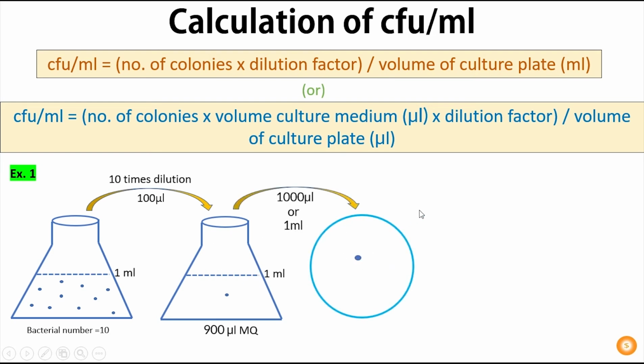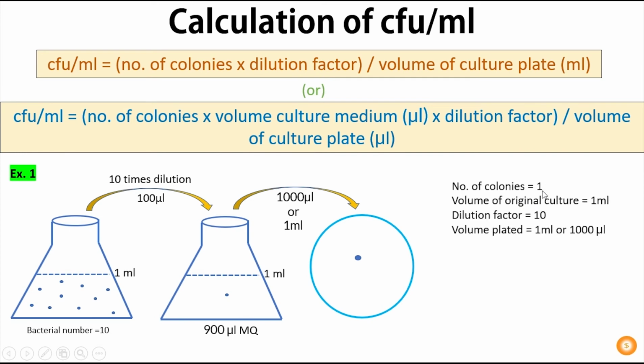So here the number of colonies is 1, the volume of original bacterial suspension is 1 ml or 1000 microliter, and the dilution factor is 10. By putting these values in the above formula, we can know the viable bacterial count in the bacterial suspension.